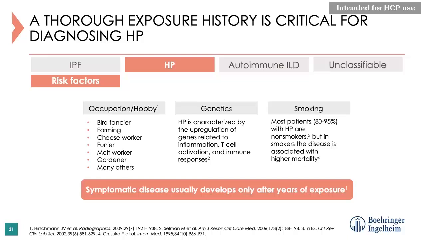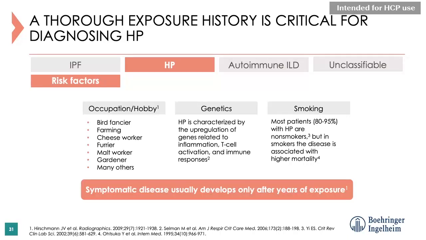There is probably some genetic predisposition to developing hypersensitivity pneumonitis. There does seem to be some involvement of inflammatory genes, both with regard to genetic abnormalities and differential expression of these. Smoking is thought to be a risk factor for not having HP. Most patients with HP are not smokers, but I will say newer data suggests that this may not be as strong of a protective factor as initially thought.